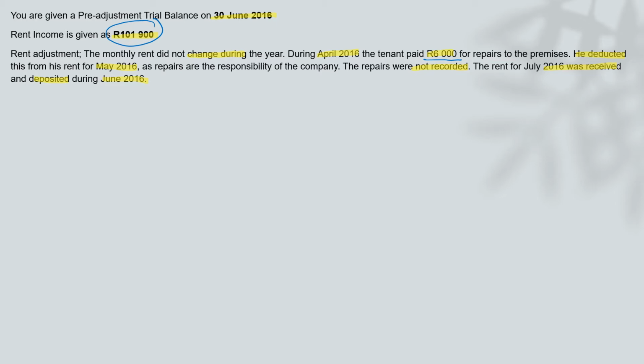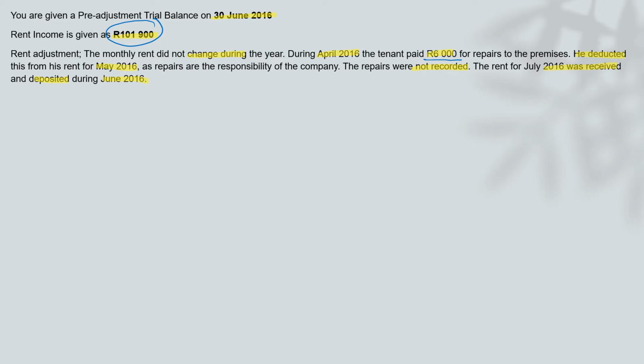less, after they've deducted their repairs, offsetting the repairs they made against the rent they're supposed to pay you. But as a business, we record the full rent income, the matching concept. That's the full income that you're supposed to record as revenue. In actual fact, you're supposed to receive the rent, then refund them for the repairs that they made, but they in turn offset the repairs with the rent. So the first thing you need to do is adjust the rent income that was received.